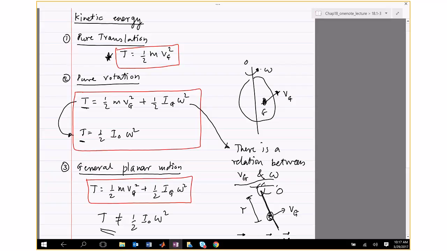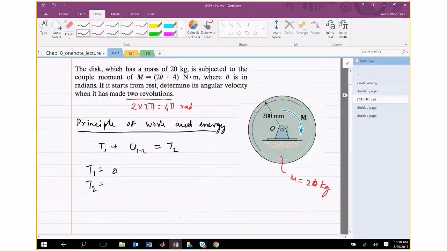In this case, the disk spins about an axis, the center. So it is a case of pure rotation. So you could use the first one or you could use the second one. In fact, I'll show you that the first formula I've written here boils down to the second formula. So there are two ways to write this. Either you could write it as half I_O omega squared, or you could write it as half I_G omega squared plus half M V_G squared.